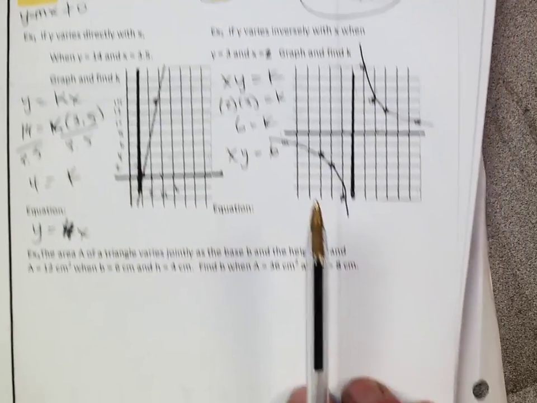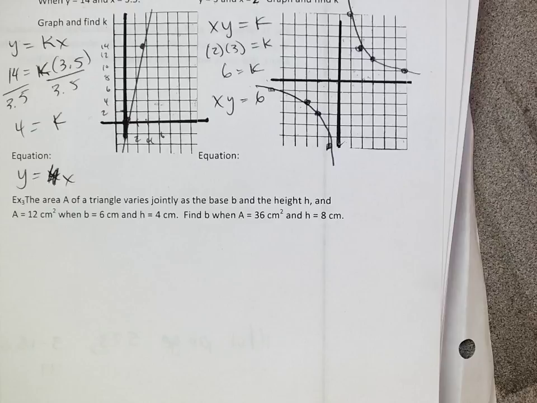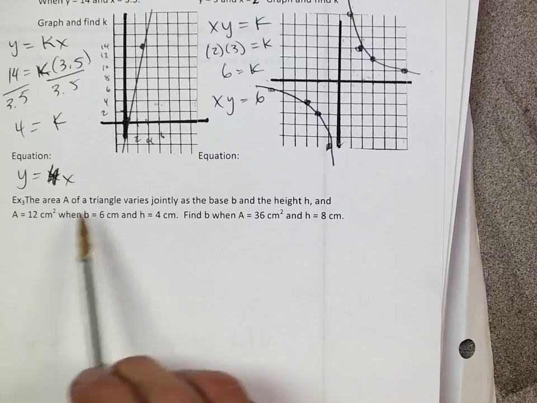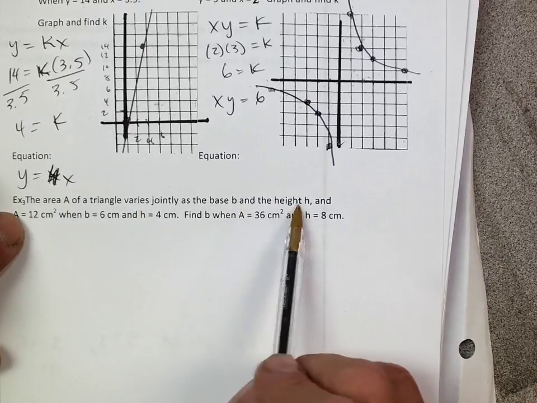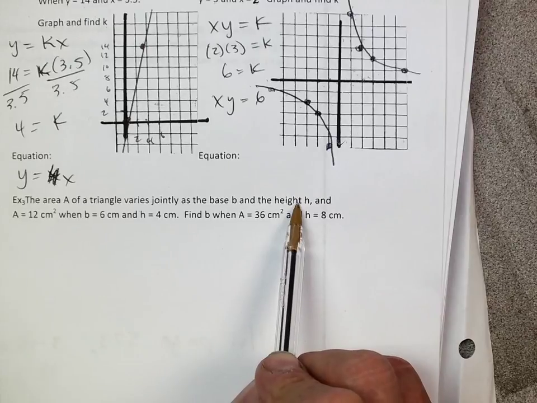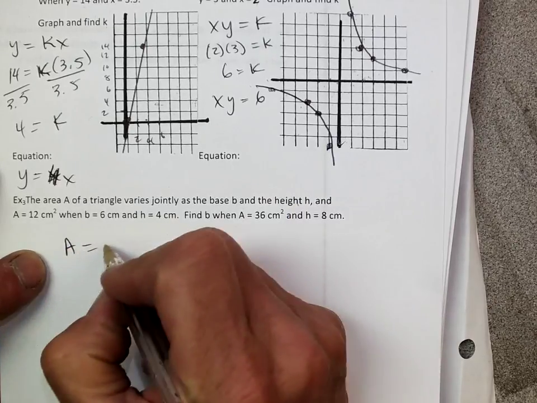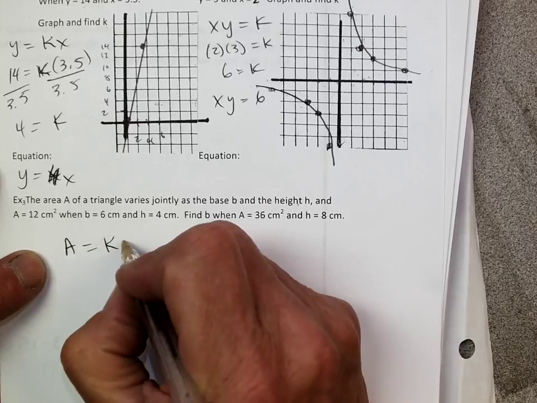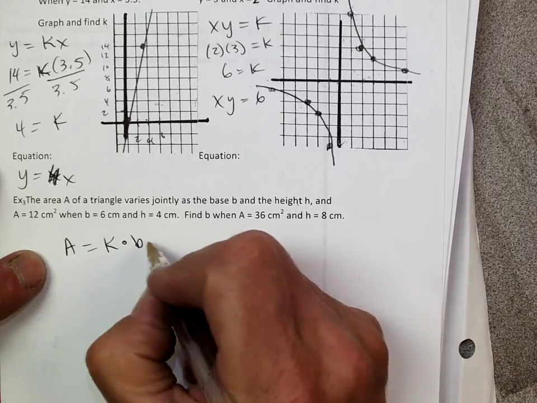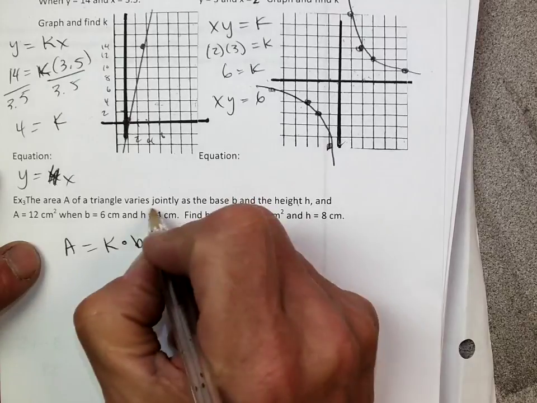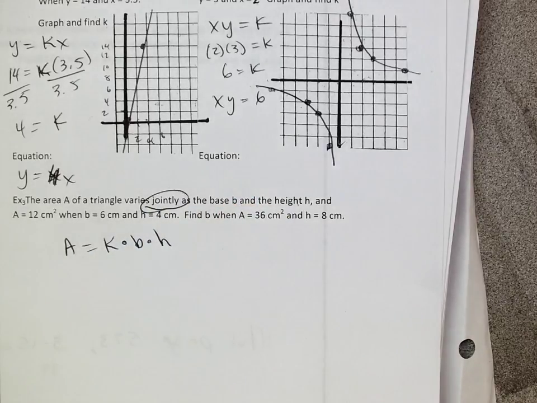Okay. Now, example 3. So the area of a triangle varies jointly as the base and height. Okay, we actually already did this one, but let's set it up their way. Okay. So jointly, so we're going to go A equals K times B times H. Jointly. Okay. So we gotta have extra variables.